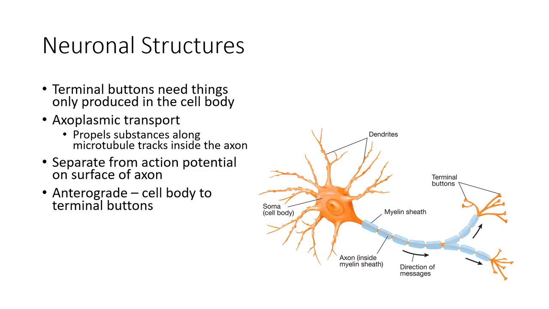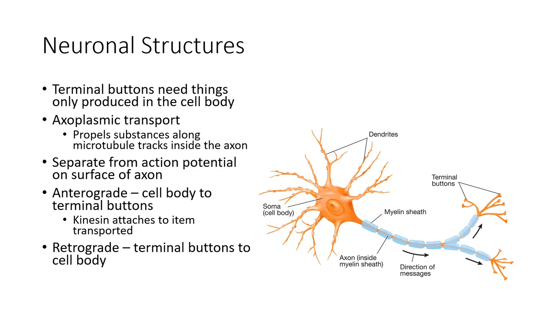Now this can happen in one of two directions, like I mentioned. Anterograde is when we have substances traveling from the cell body to the terminal buttons. So when that happens, a protein called kinesin attaches to the item or the substance that's being transported and then helps it propel down the axon track here. So kinesin would attach itself and then help propel along the inside of the axon all the way down to the terminal buttons.